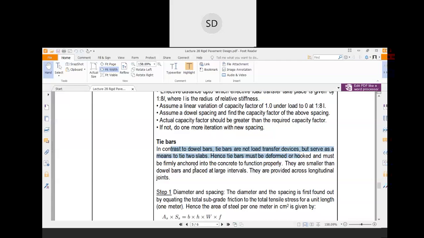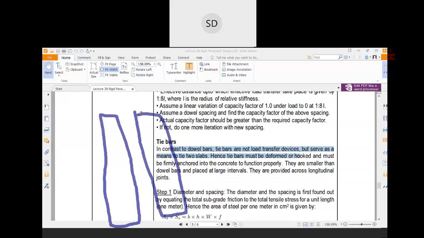They are smaller than the dowel bars and placed at large intervals. They are provided across the longitudinal joint. So, as we have discussed, if it is one slab and another slab and this is the longitudinal joint, they are provided in this direction, the longitudinal direction, or in the longitudinal joints. They are used to tie these two adjacent slabs.